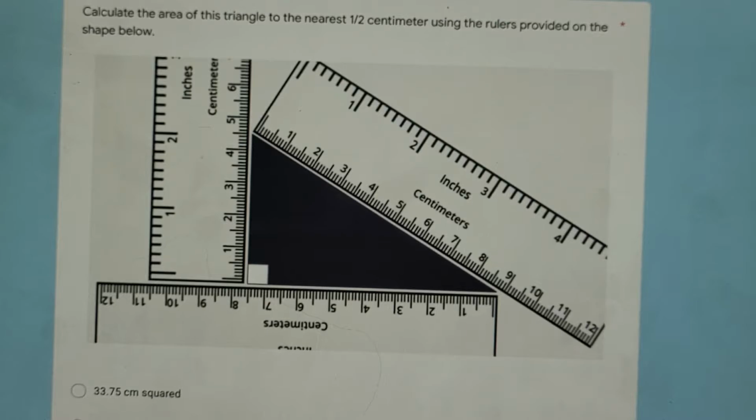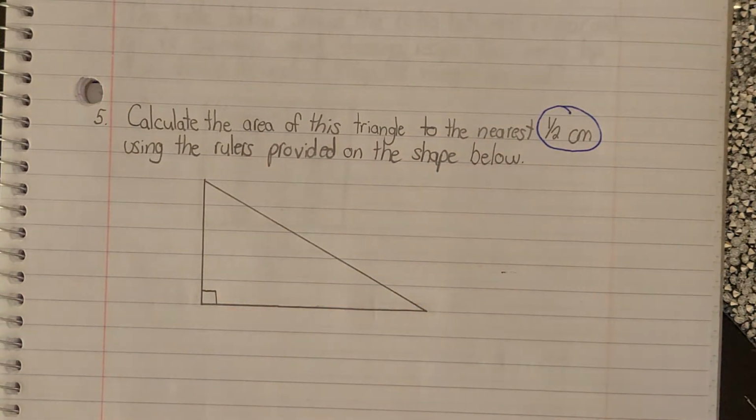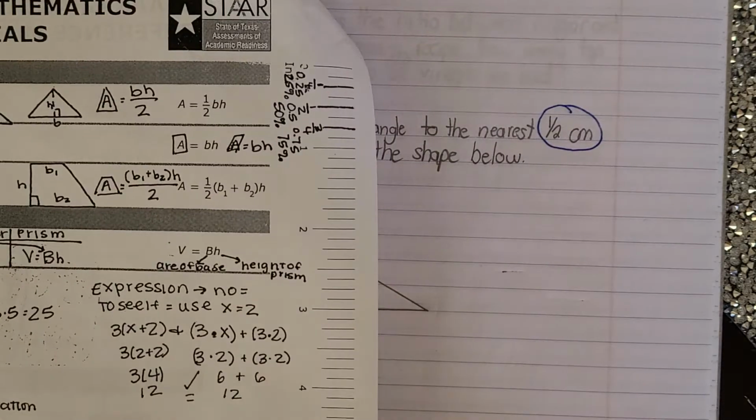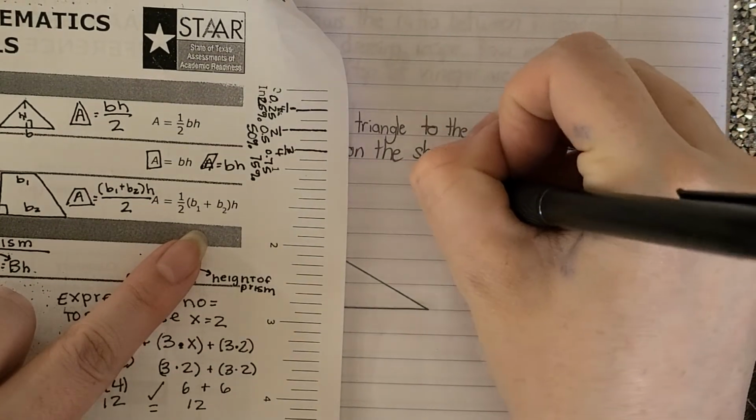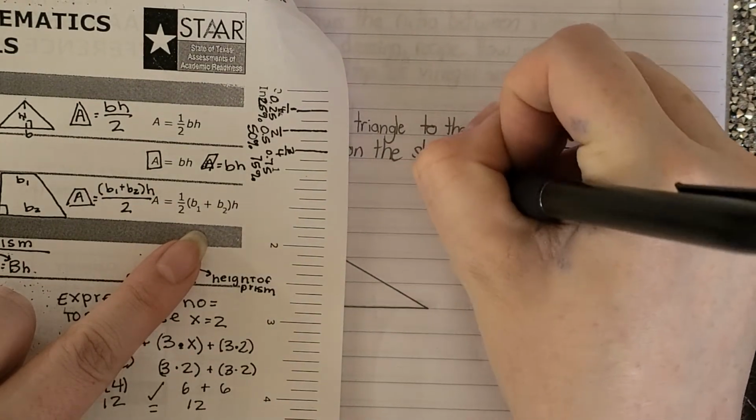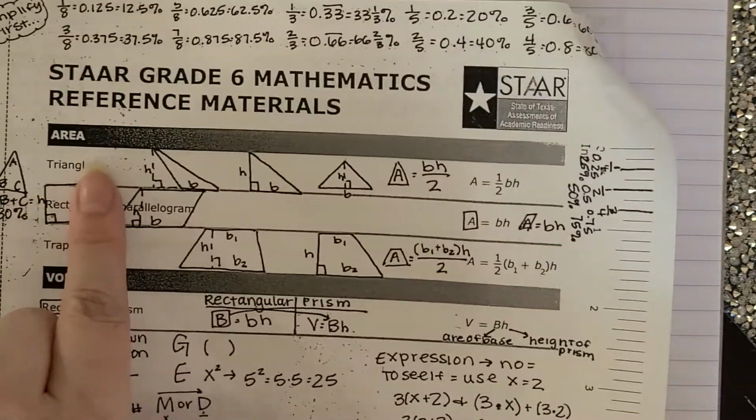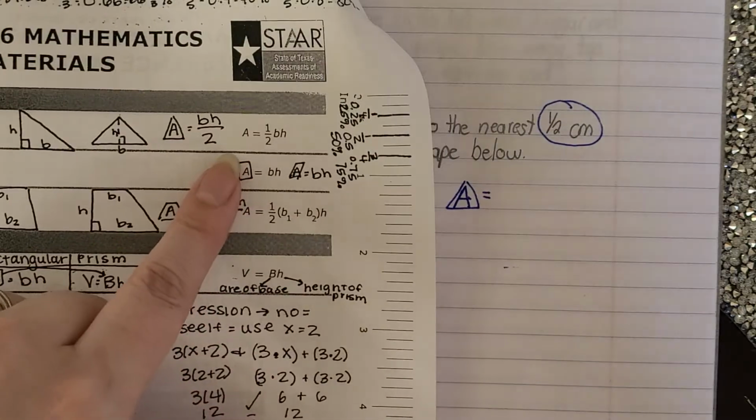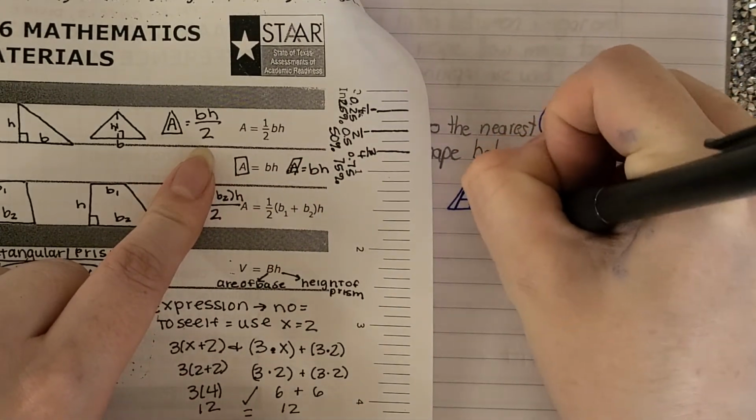But before we can write down our measurements, we need to know what we're plugging them into. So what is the formula for the area of a triangle? Okay, if you're using your notes or your reference sheet, go pause and find it and write it down. The area of a triangle equals, all right, triangle area equals. We use base times height divided by 2.